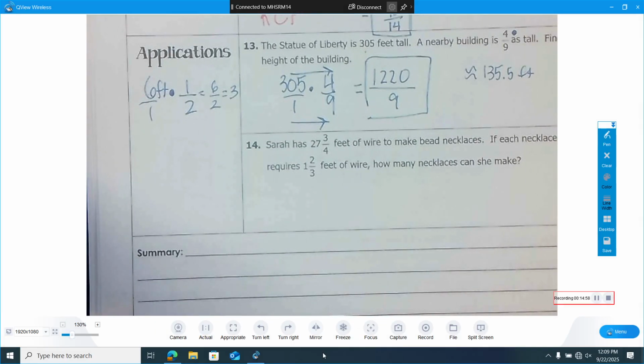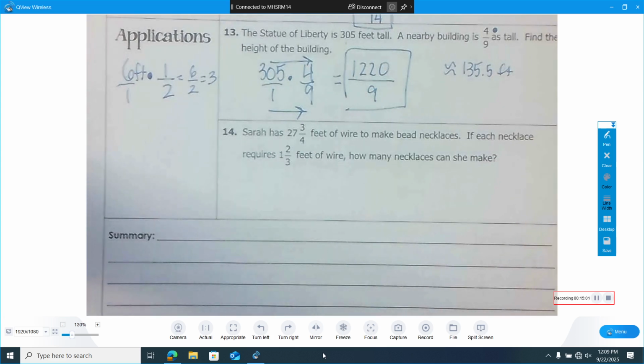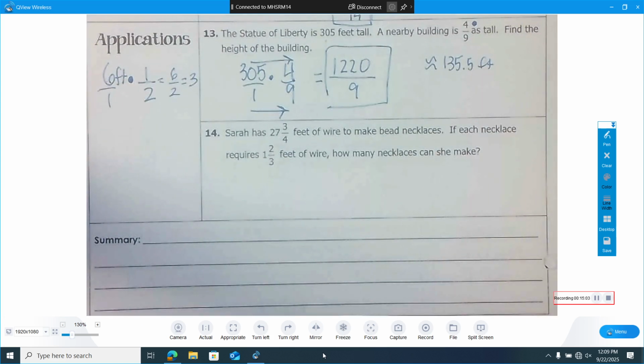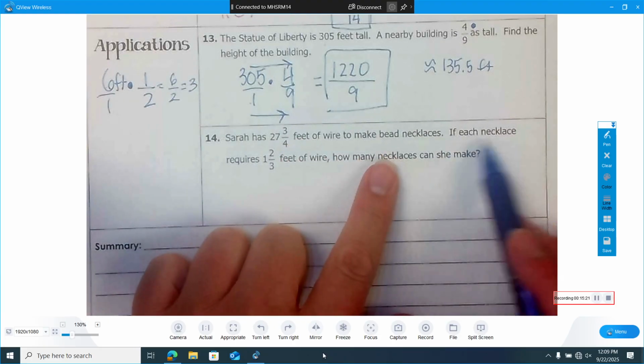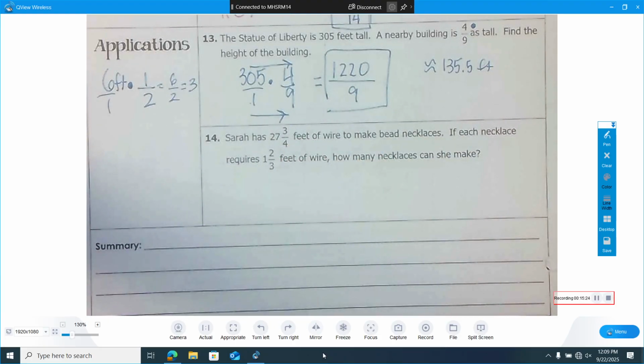All right, last one. Number 14. Sarah has 27 3/4 feet of wire, which is about the length of this room, to make beaded necklaces. If each necklace takes 1 2/3 feet, how many necklaces will we make? What operation do we need to do to figure out how many necklaces?